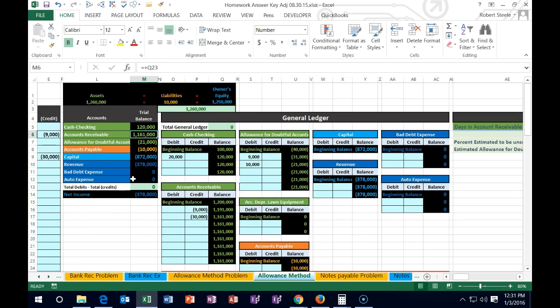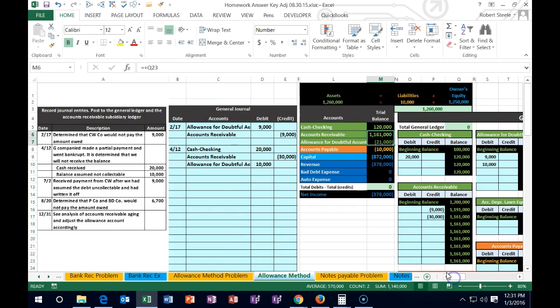What happened to the net receivables? No change, because the 1,161,000 minus the 21 is the 1,140,000. Actually, there was a change by the amount that was received in cash. So the change was the 10,000. There was no change from the amount that was taken out of the allowance account.